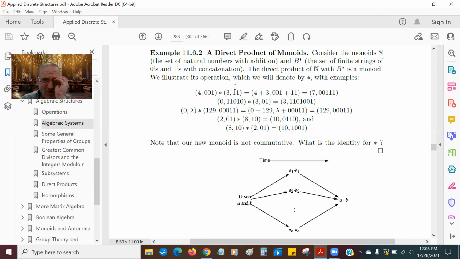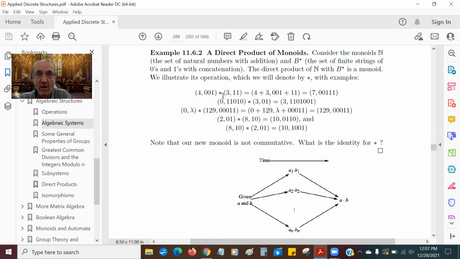Now, if I join these together, the first coordinate is going to be 4 plus 3, because I'm doing regular addition of 4 and 3, because we're doing natural numbers with addition. And the next one is going to be 0, 0, 1 plus 1, 1. Now, this plus is really a concatenation. All it does is take the 0, 0, 1 and the 1, 1 and stick it all together in one big giant string. And that's my answer.